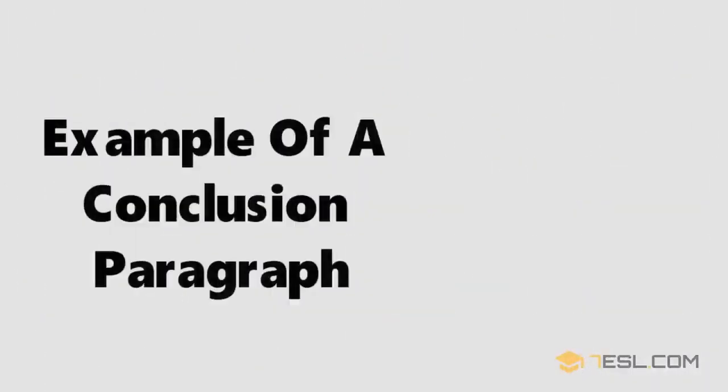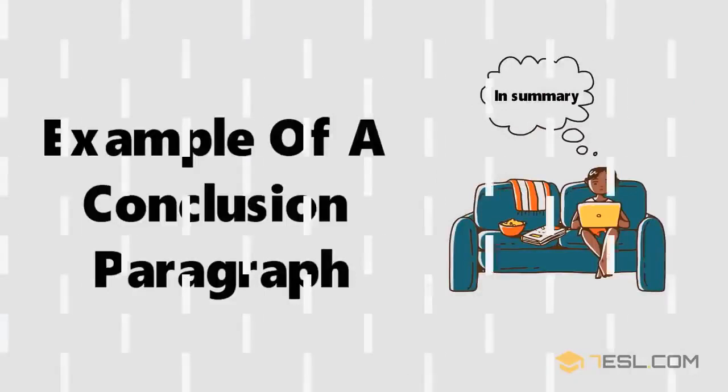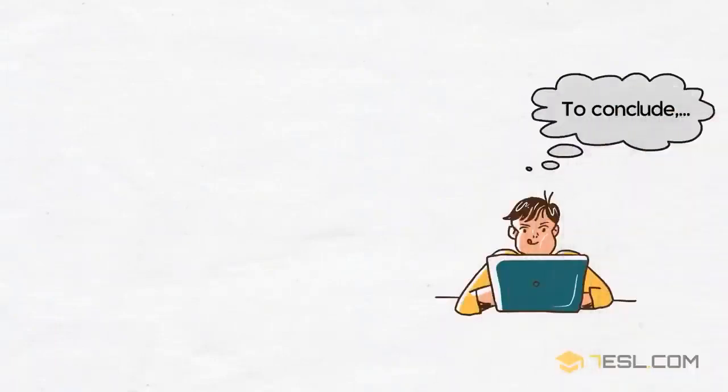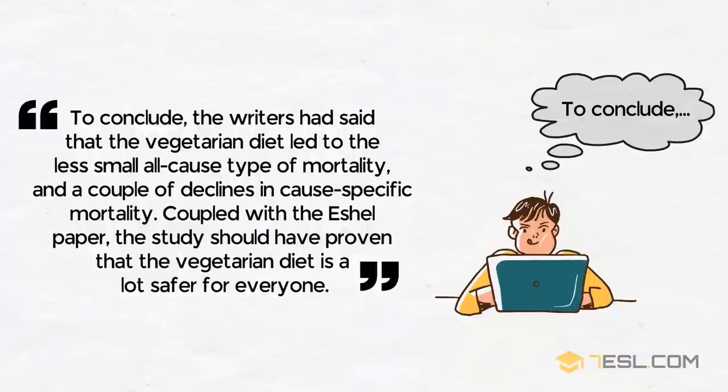Example of a conclusion paragraph. The first example is taken from an argumentative essay. To conclude, the writers had said that the vegetarian diet led to less all-cause mortality and a couple of declines in cause-specific mortality. Coupled with the Eschel paper, the study should have proven that the vegetarian diet is a lot safer for everyone.